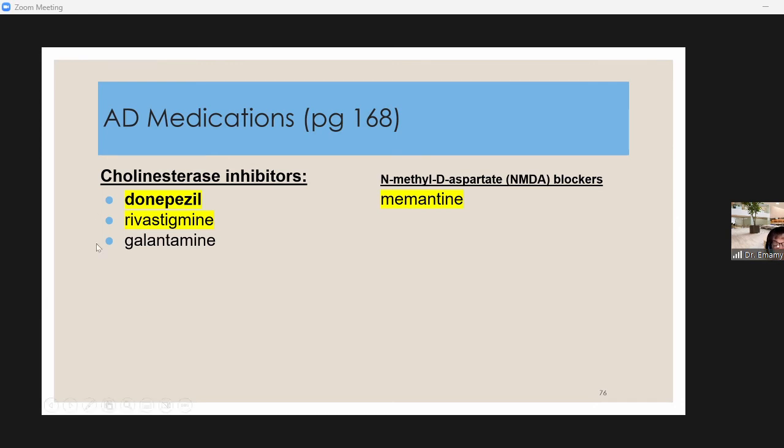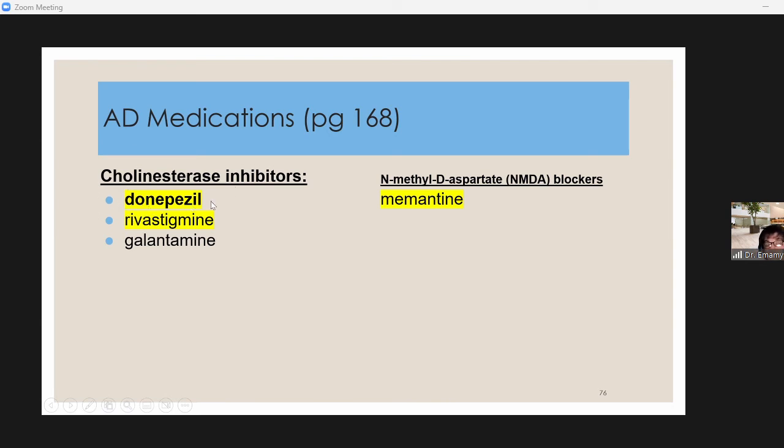So donepezil, rivastigmine, and memantine are treatments for Alzheimer's disease. If you see a patient who is taking donepezil or rivastigmine or memantine, you would be suspicious that the patient probably has Alzheimer's. Donepezil is the most famous one. Why? Because it gives a better life quality to the patient.